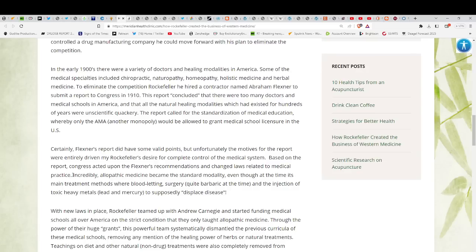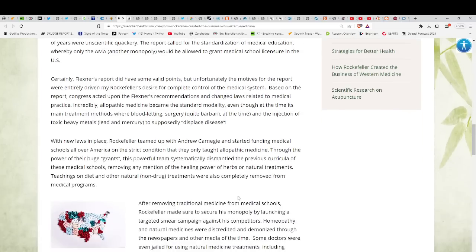It's just that simple. Incredibly, allopathic medicine became the standard modality, even though at the time its main treatment methods were bloodletting, surgery, quite barbaric at the time, and the injection of toxic heavy metals, lead and mercury, to supposedly displace disease.